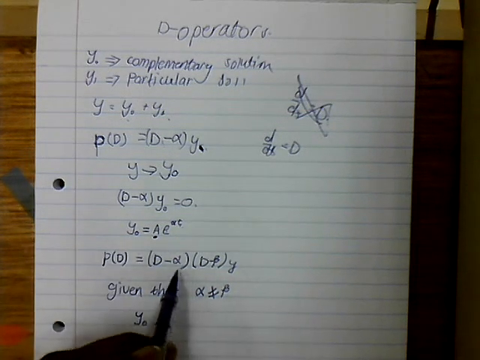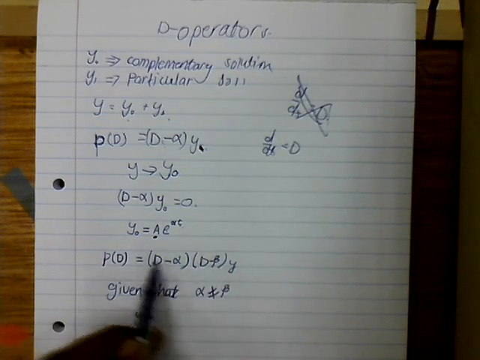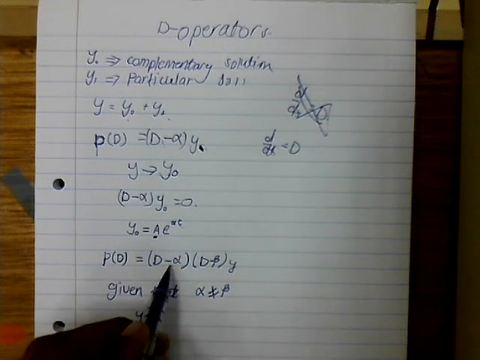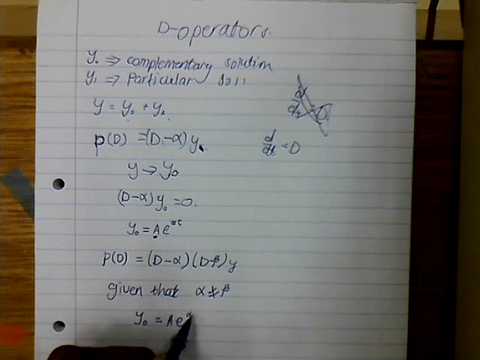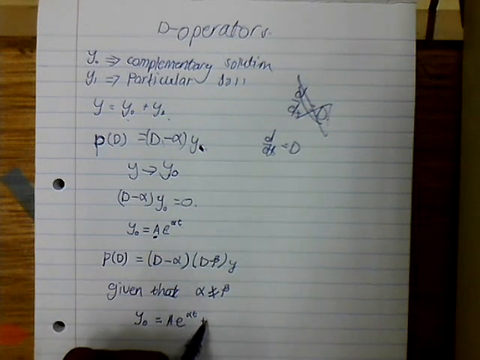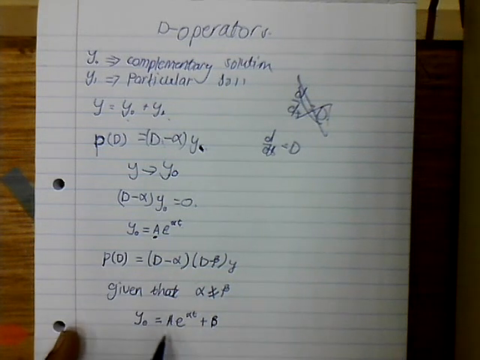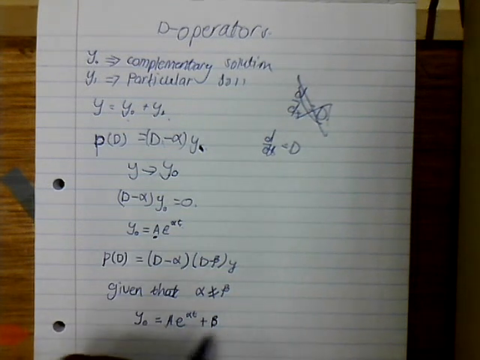Okay. Now, when we want to find the complementary solution of this operator here, this is equal to A e to the power of alpha t plus B. Note that, remember, this is not beta, this is B. I'm saying these are arbitrary constants. Okay.